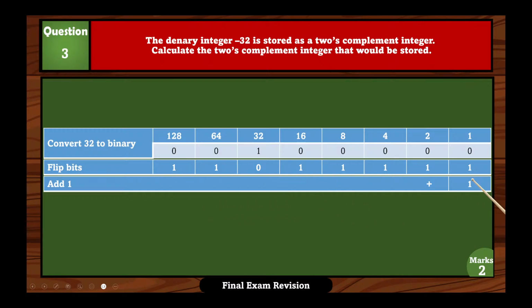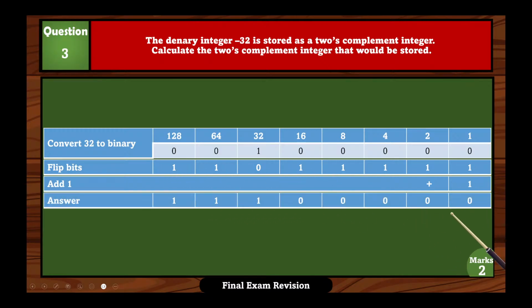Let's see what is the answer. 1 plus 1 is 0, carry 1; 1 plus 1 again 0, carry 1; 1 plus 1 again 0, carry 1; 1 plus 1 again 0, carry 1; 1 plus 1 is 0, and carry. So now 1 plus 0 is what? 1. Then 1 and 1. So this is our answer: 1 1 1 0 0 0 0 0.